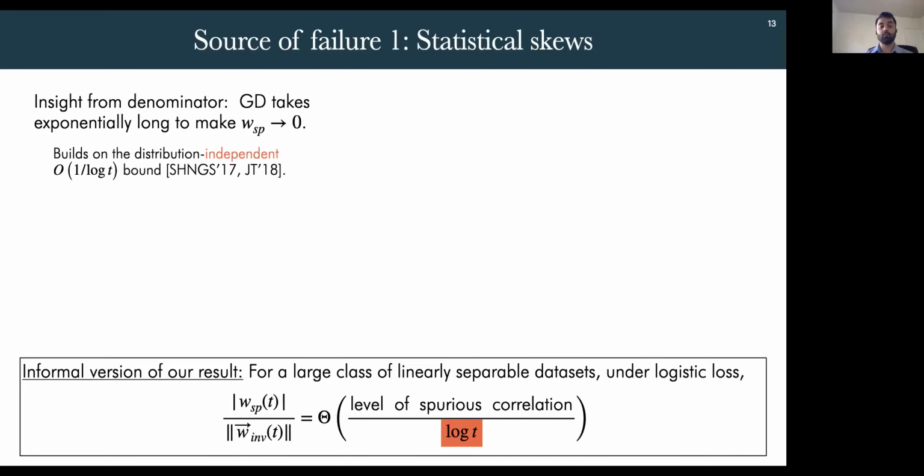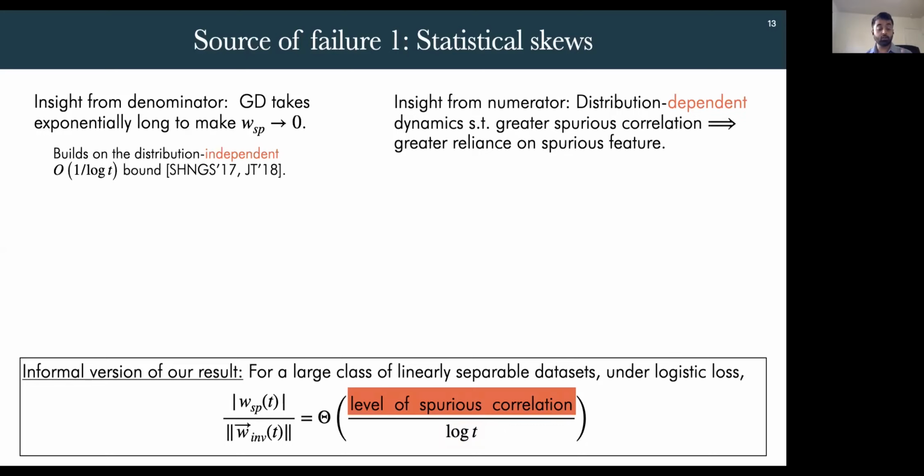So in particular, what is particularly interesting about this bound is the numerator. What the numerator tells me is that, depending on how much spurious correlation I have in my data set, if, for example, my data set has a really large level of spurious correlation, then for a fixed point of time t, I'll have a greater level of spurious component in my classifier. And if I don't have much spurious correlation in my data set, then my spurious component will also be proportionally much smaller. And so this is essentially what the result is trying to say.